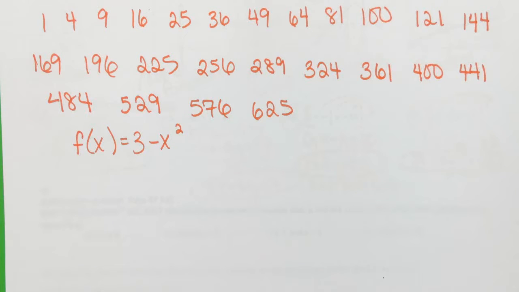What's the fourth blank say? It says a blank is a relation in which each element of the domain is paired with exactly one element of the range. That would be a function. Make sure you put function.